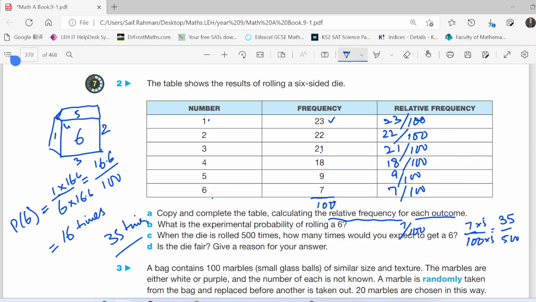Whereas only 7 times it rolled on six. So that means that the dice is not fair. It's a not fair dice because there is a huge gap. Theoretically, it should land 16 times on 6. If it was 17 times or 15 times, around 16, it was fine, but it did not. So that shows that the dice is not very fair.